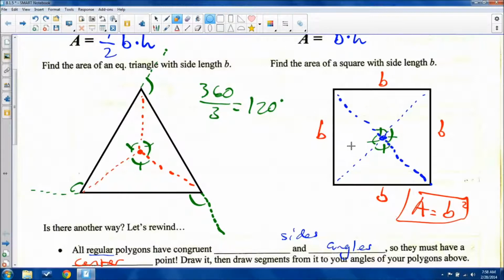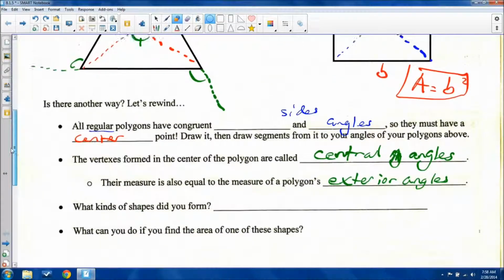So how much are they in a square? It'll be 360 divided by 4 because there are 4 of them, which means they're 90 degrees, and that makes sense because we know that the diagonals are perpendicular to one another. Not only that, but they're bisectors, perpendicular bisectors. Okay, so those are exterior angles.